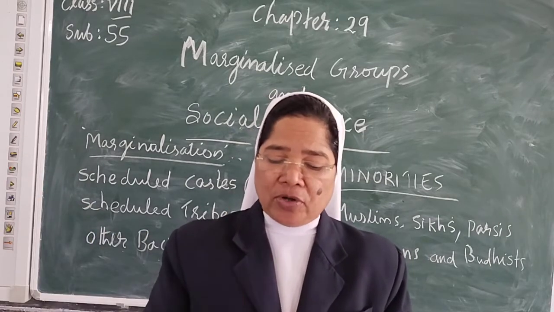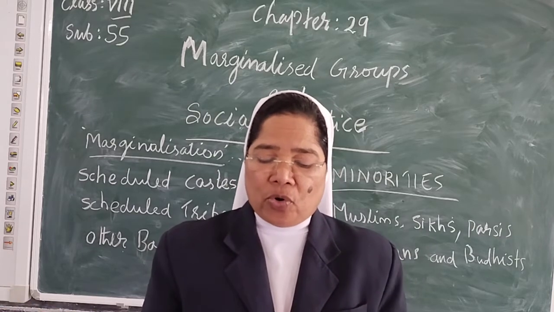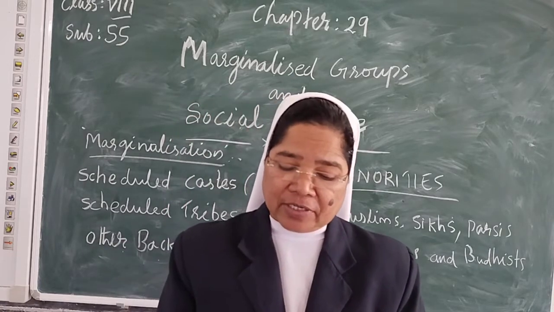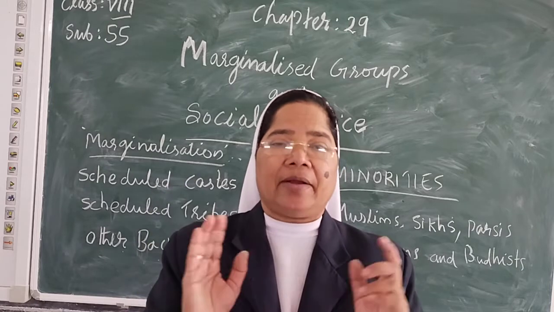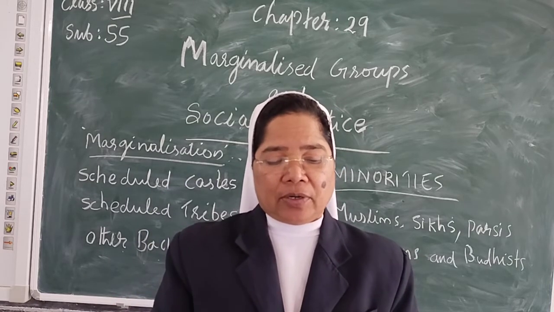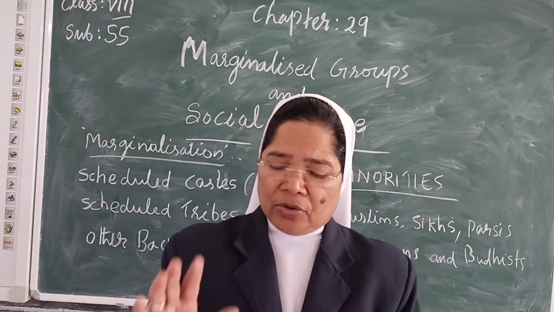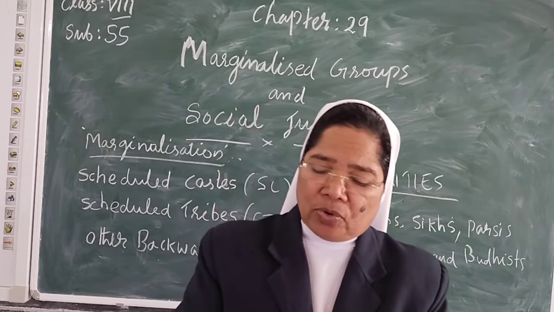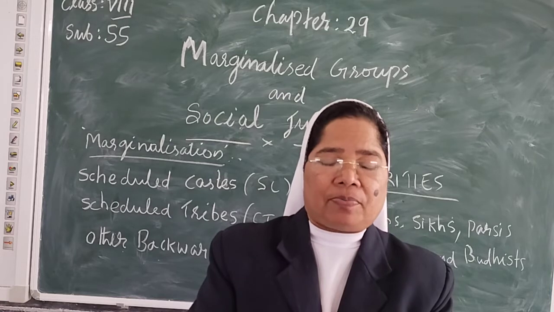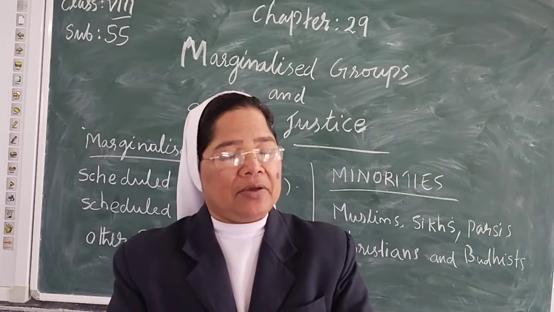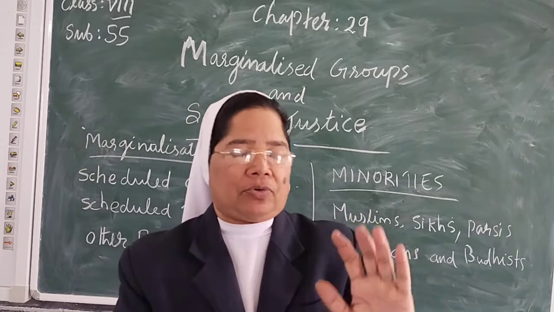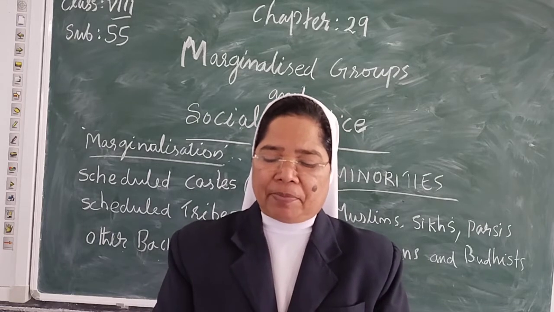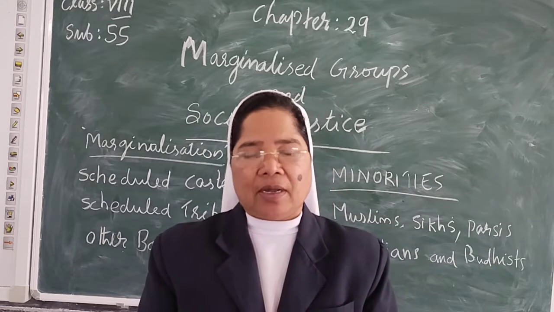Then the third point is that no child can be denied admission to any school or institution maintained by the state on the basis of caste. Denied means we can't stop or close their admission or say you don't come to this school, go to another school. All children should be admitted.